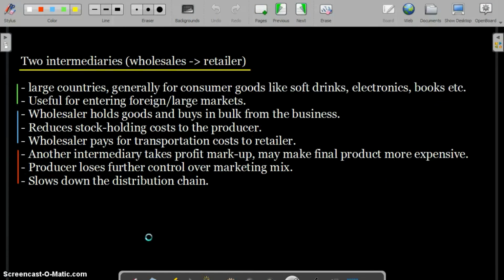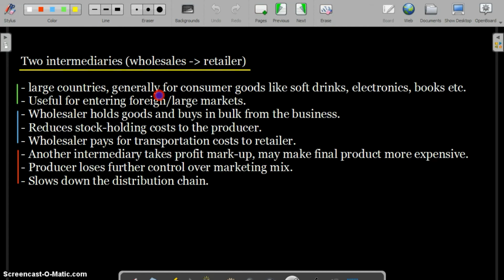Now, the two intermediary method. Over here we have wholesalers who then sell to retailers, and retailers sell to customers. Manufacturer, wholesaler, retailer, customer. The two intermediaries are wholesalers and retailers. This is generally used in large countries, generally for consumer goods like soft drinks, electronics, books, etc. It is generally useful for entering foreign or large markets.